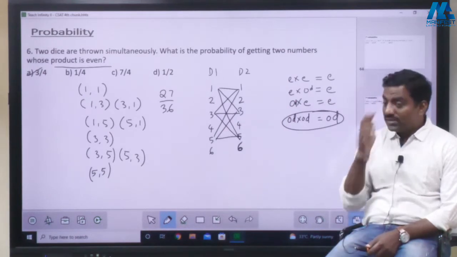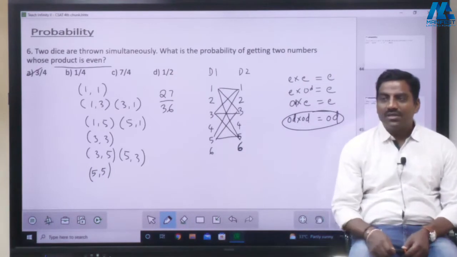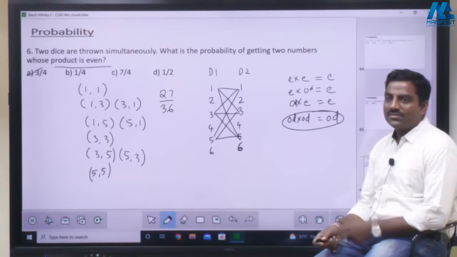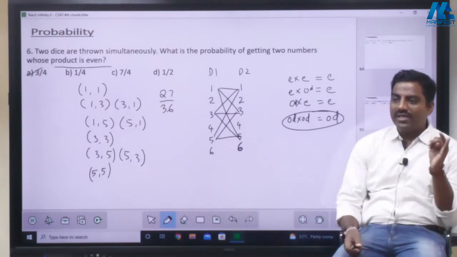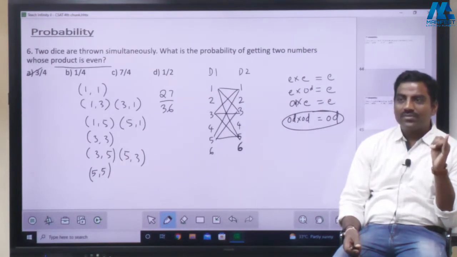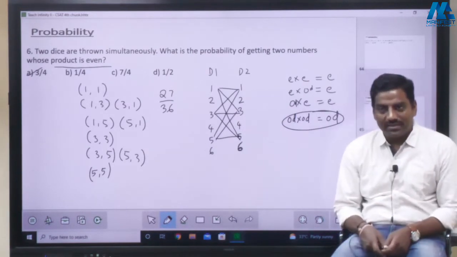Okay. If they ask that the difference should be 2: 1, 3, 3, 1. 2, 4, 4, 2. 3, 5, 5, 3. Then 4, 6, 6, 4. 8 out of 36. Yes? So like that they can ask anything.